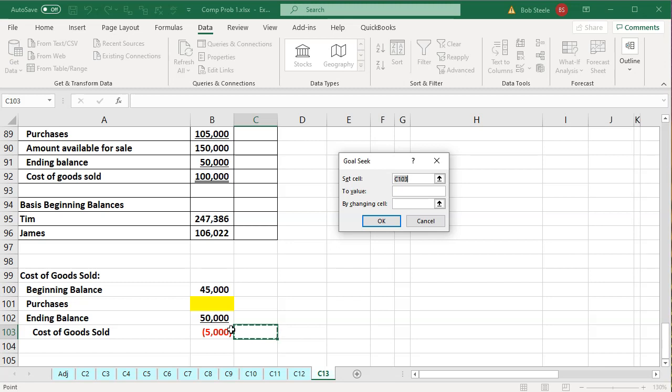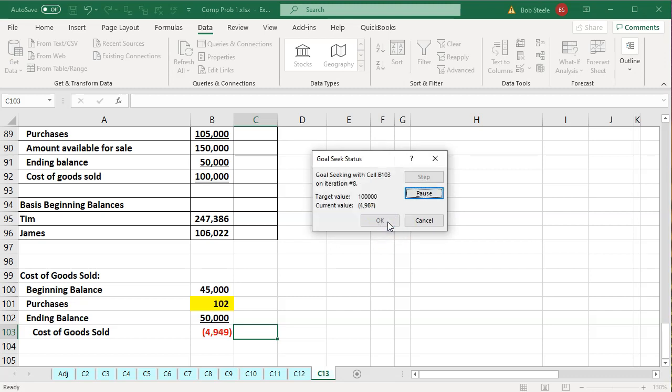So I would like to set that cell to be 100,000, which is what I know cost of goods sold is reported at, and I want to do that by changing this cell. So we're telling Excel, make this cell, just by trial and error, whatever it needs to be to make this cell, which is related to it through a formula, equal to 100,000. So let's check it out again. We want to set this cell to be 100,000 by changing this cell.